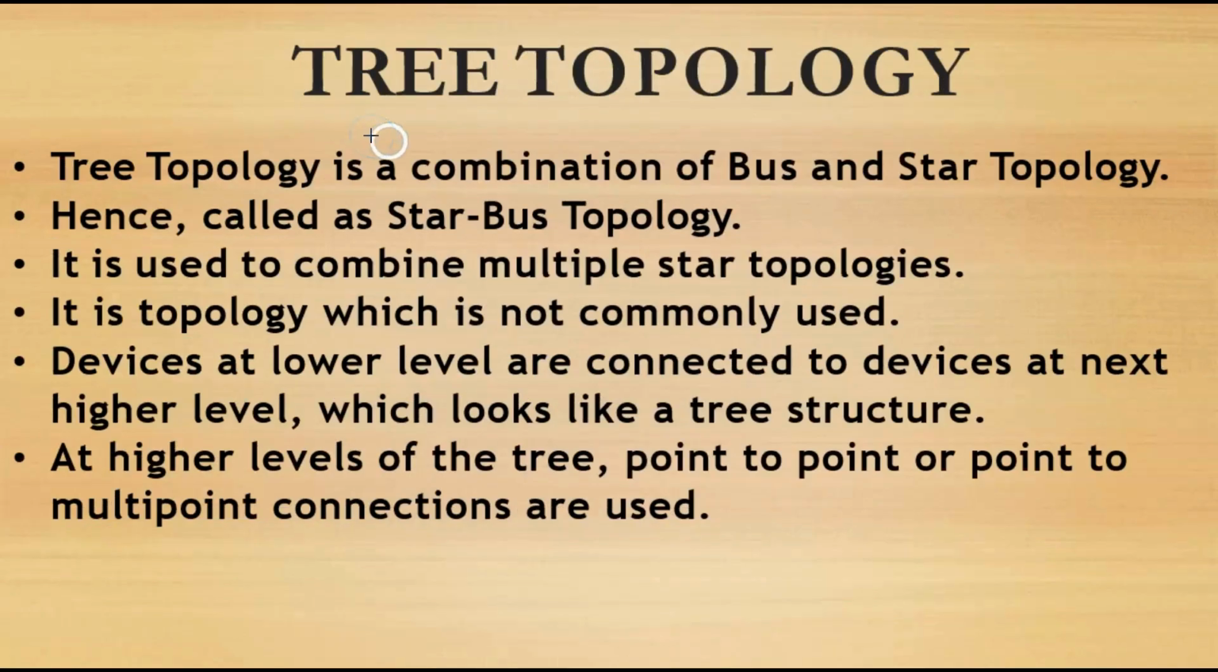The next topology is tree topology. Tree topology is a combination of bus and star topologies, hence it is named star bus topology. It is used to combine multiple star topologies to form a tree topology. It is not commonly used. Devices at a lower level are connected to devices at a higher level, which looks like a tree structure. At the higher levels of the tree, point-to-point or point-to-multipoint connections are used.